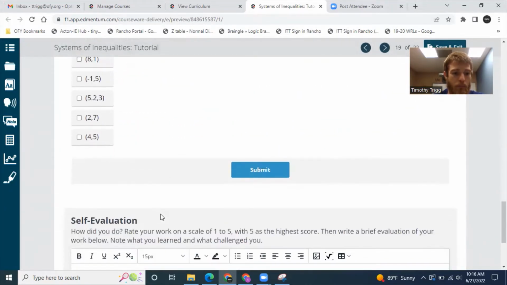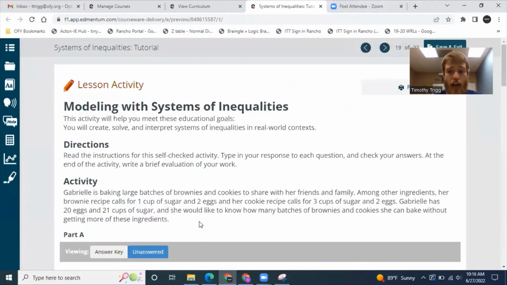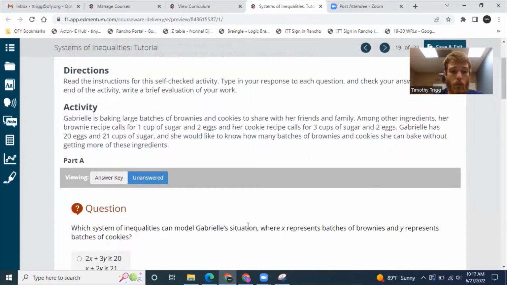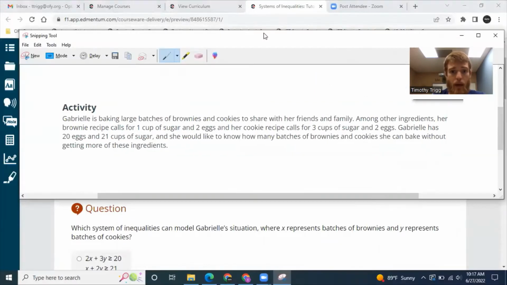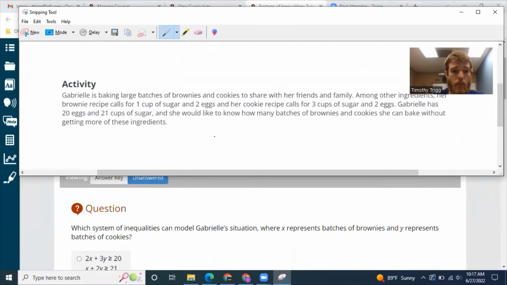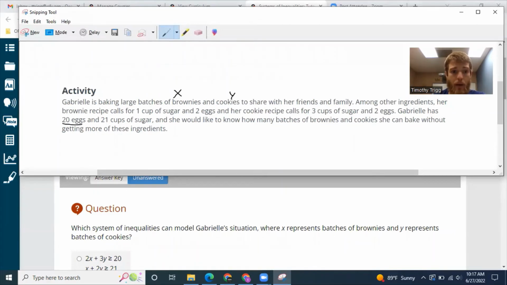So we want to know, basically using the ingredients she has, how many batches of stuff could she make, right? Well, basically we have two limiting factors: how many eggs she has and how many cups of sugar she has, right? So if we think about the 20 eggs, let's think about the brownies as X and the cookies as Y, okay? Let's start with the eggs.